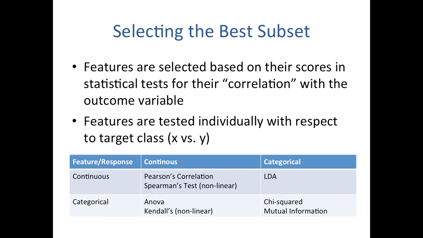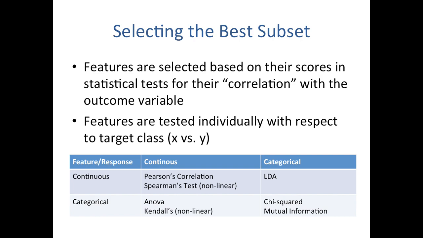Features are selected based on the score with respect to a statistical test. That statistical test is going to analyze how related each individual feature is to the target class. In the end, we're just testing individually the relationship between two distributions, X, which is the distribution for a given feature in our dataset, and Y, which is the distribution of the labels.